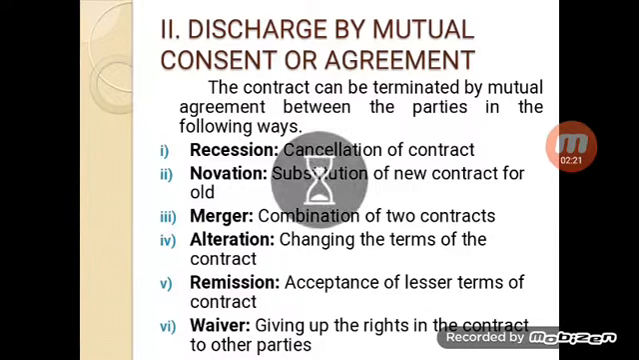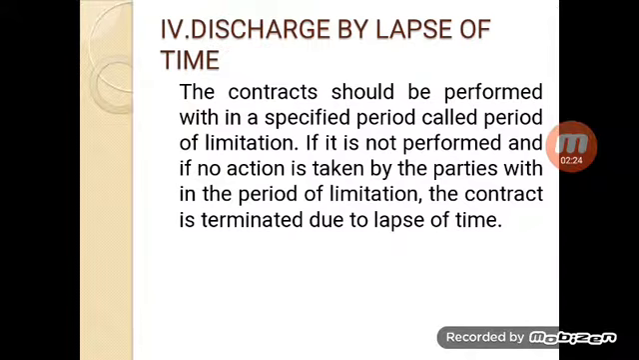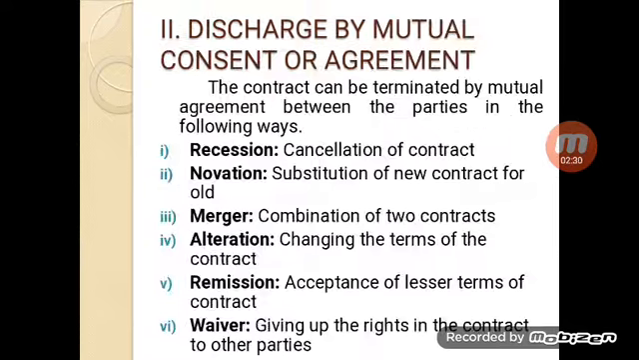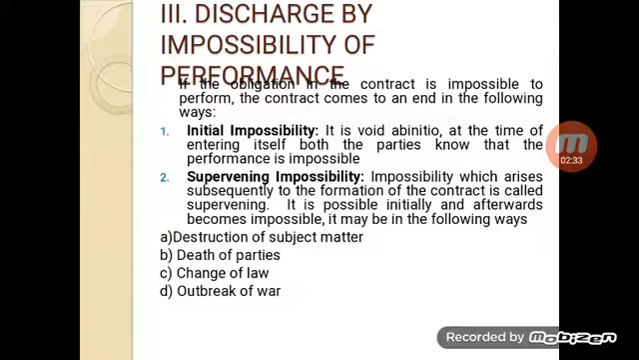Next one is discharge by impossibility of performance. That is, if the obligation in the contract is impossible to perform, the contract comes to an end in the following ways. Number 1 is initial impossibility. At the time of entering itself, if you know that it is impossible, then the contract will come to an end. Whereas supervening impossibility is when at the time of entering it is possible, and afterwards it becomes impossible. This is called supervening impossibility of performance.